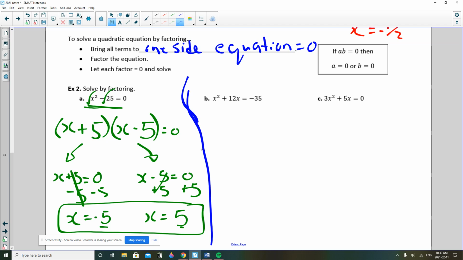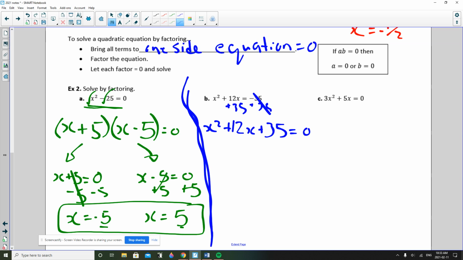All right, let's go for B. So B is x squared plus 12x equals negative 35. To solve these questions, the first thing I need to do is get everything to one side. So I'll add 35 and add 35. Be careful you don't incorrectly combine unlike terms here, right? x squared plus 12x plus 35. I can't add 35 to the x squared or to the 12x because they're not like terms.